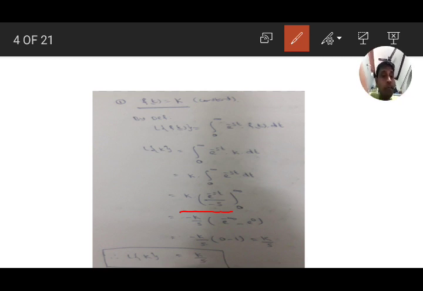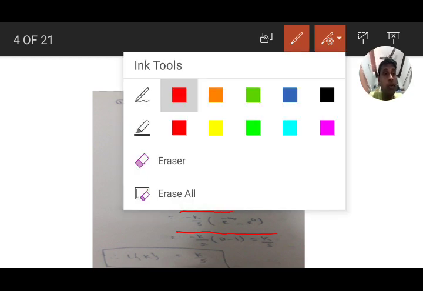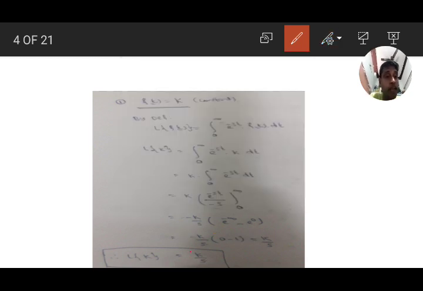So next step, the upper limit minus the lower limit, with k by s outside: e to the power of minus infinity minus e to the power of 0. The value of e to the power of minus infinity is 0, and e to the power of 0 is 1, so minus minus we will get k by s. So L of k, the Laplace transform of k, equals k by s.